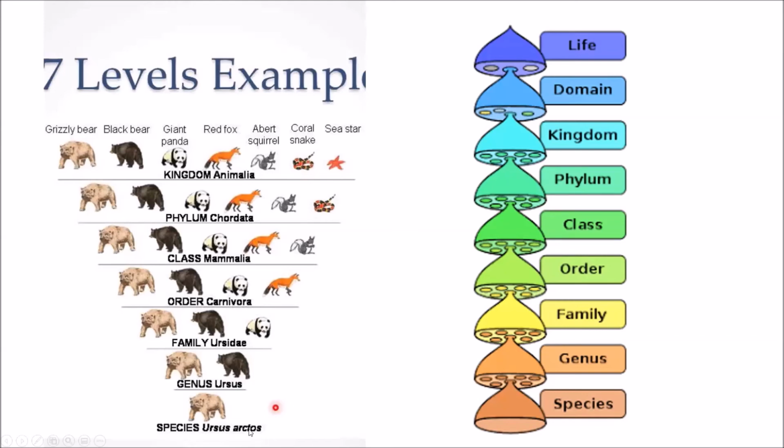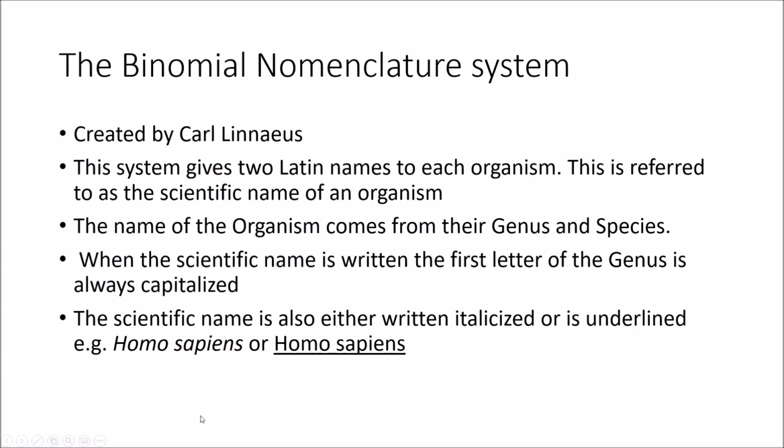Okay, there's also a certain way that you write this. The first letter of the genus always has to be capitalized. And either its scientific name will be underlined or it would be italicized. So here's an example of that. For example, for humans, we are said to be a part of the genus Homo, and our species is going to be sapiens. So when we talk about our scientific name, it's going to be Homo sapiens.